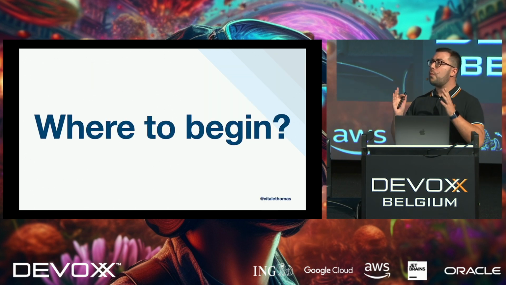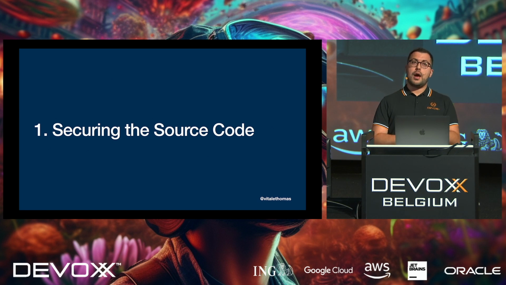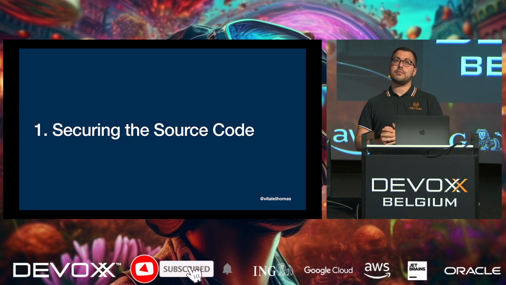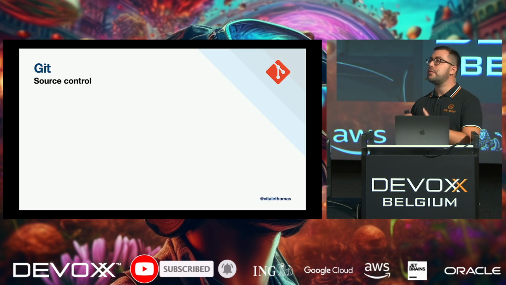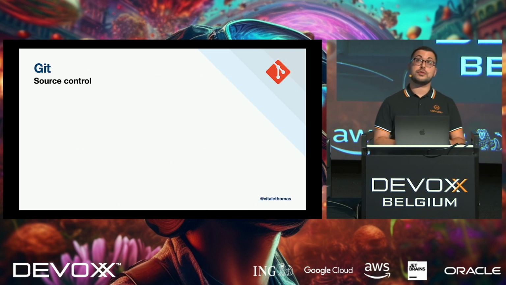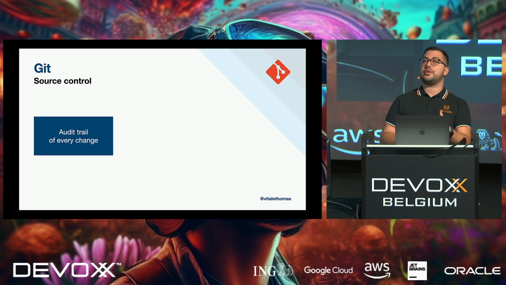All right, where to begin with supply chain security? Well, we'll begin from the top, source code. How can we secure our source code? Now, most projects are probably using Git. That's a great way to version control our source code. And Git, among other things, has a very critical feature that we really like when we want to secure our supply chain, which is the fact that it provides an audit trail of every change made to the source code.